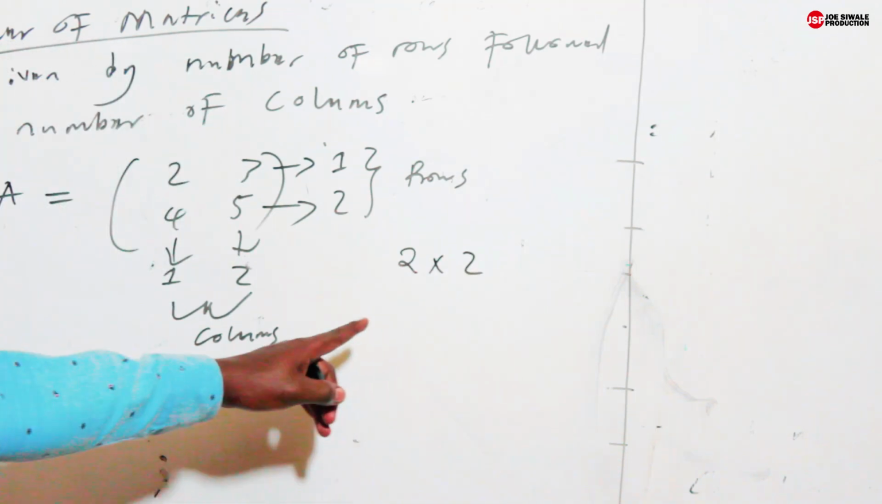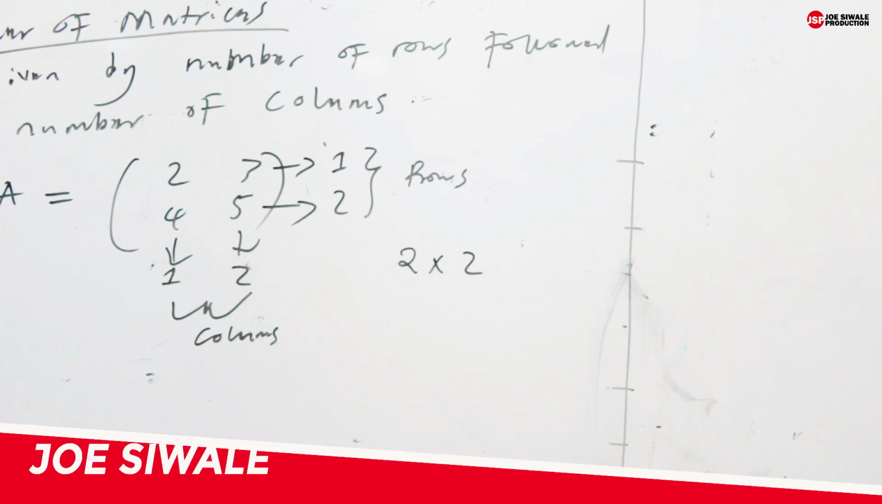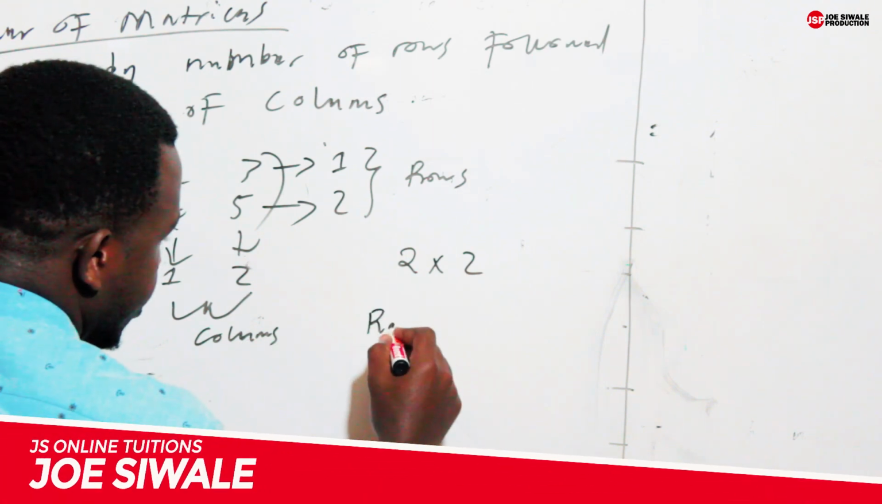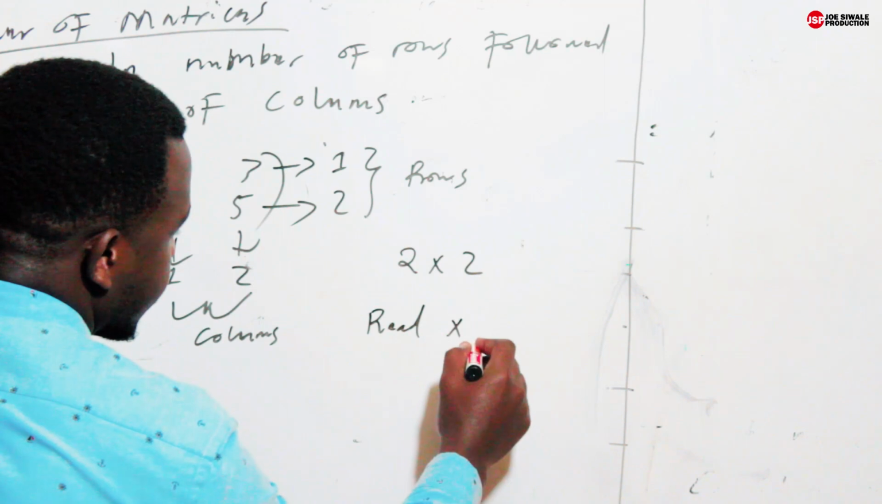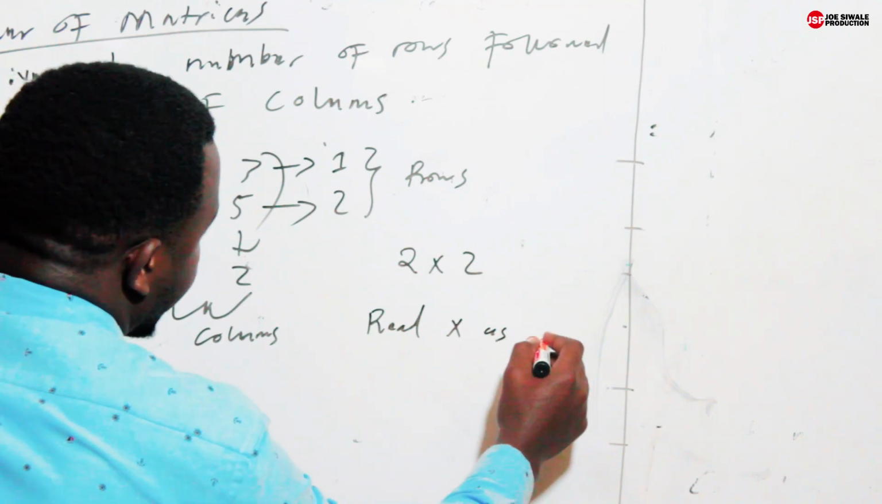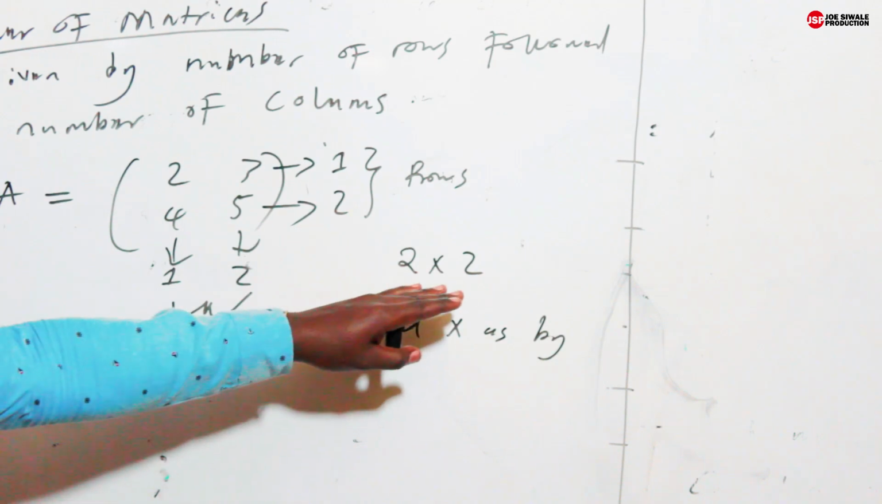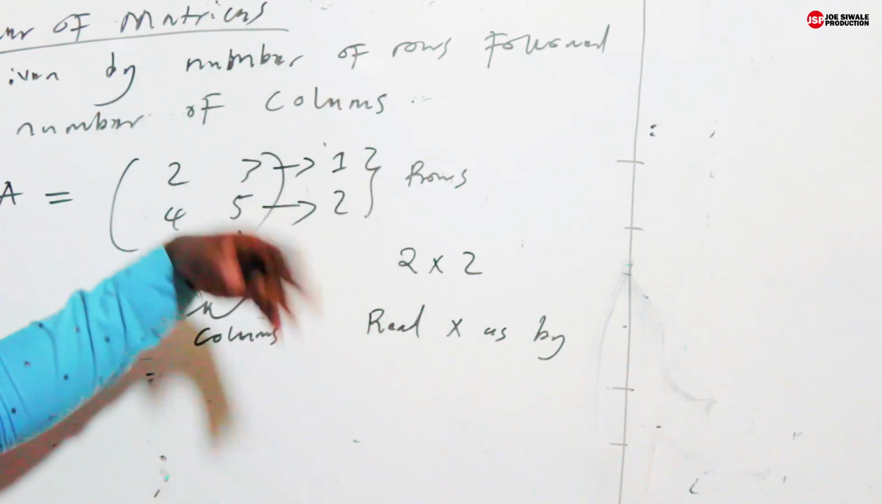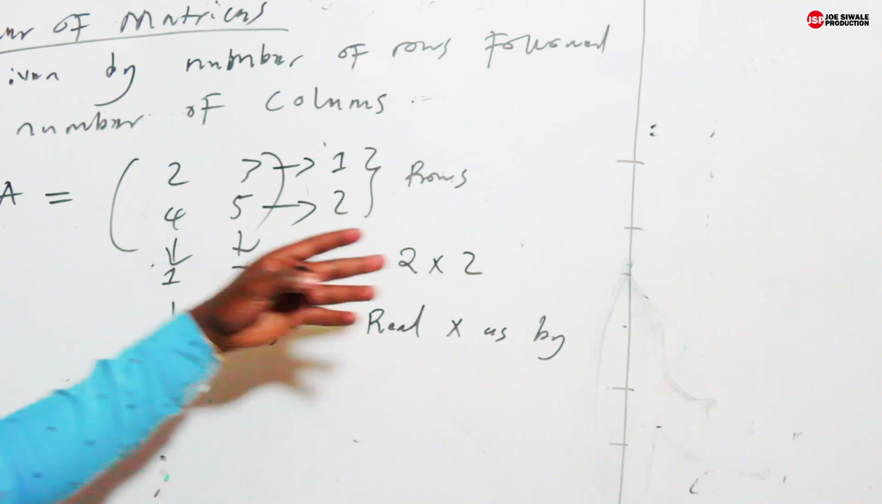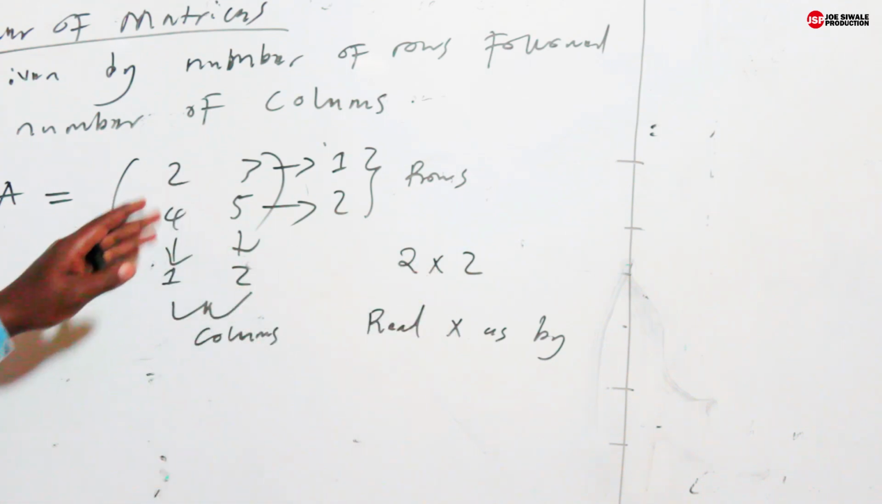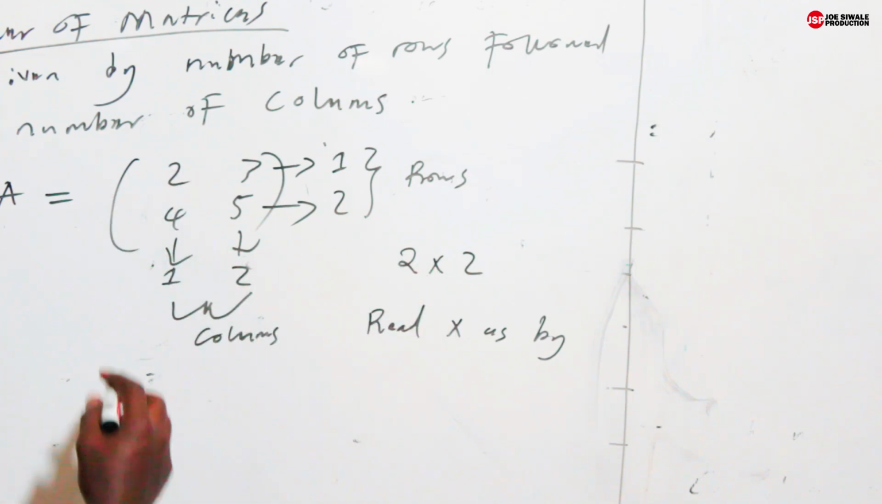And this X represents by. So we can say we read X as by. So if you have an X there and you are giving it in a matrix form, that represents by. So this is a 2 by 2 matrix. Let us look at this example.